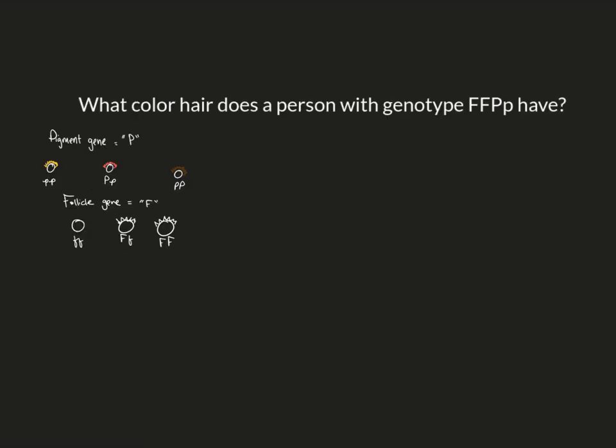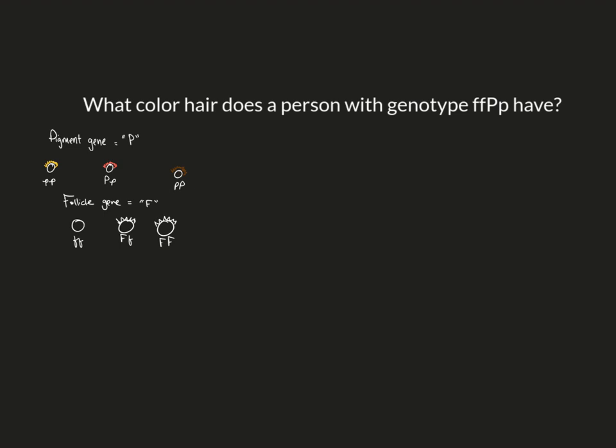So, what color hair does a person with the genotype big F, big P, little p have? Okay, so I put this little guide here for us. So heterozygous for P means it's red, and then homozygous big F means a full head of hair. So they look like this. They have red hair, right? Yay.